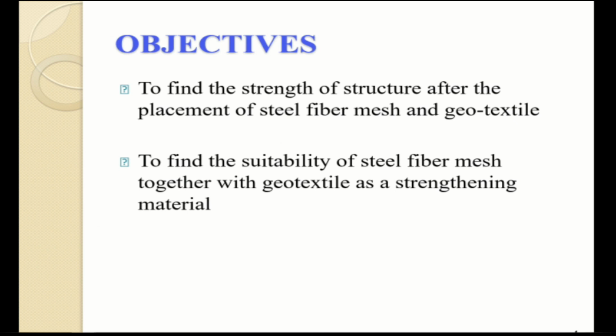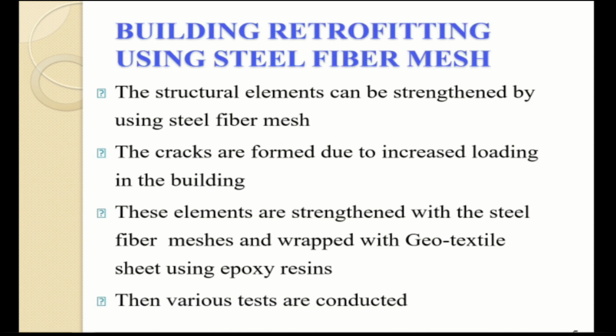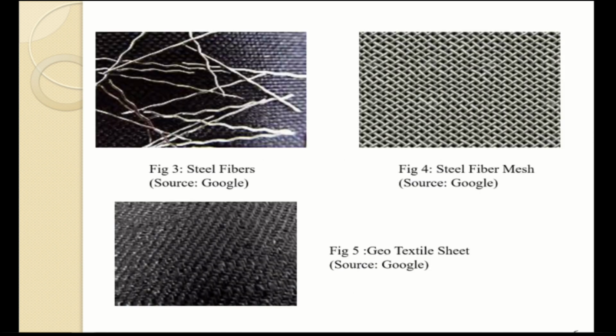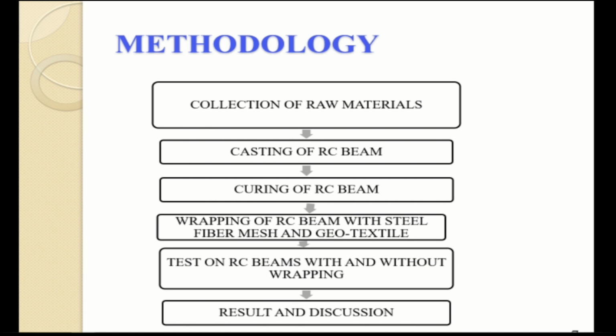The main objective of this project is to find the strength of the structure after placement of steel fiber mesh and geotextile. Cracks are formed due to increased loading in buildings. These elements can be strengthened with the steel fiber mesh and wrapped with geotextile sheet using epoxy resin. Then various tests are conducted. The methodology includes collection of raw material, casting of RC beam, curing of RC beam, wrapping of RC beam with steel fiber mesh and geotextile, and testing.